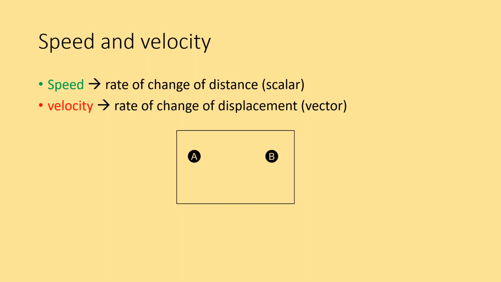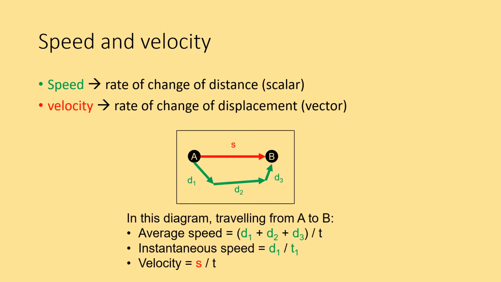And now let's look back at my example. I'm now back at my desk. I'm standing at point A and I'm going to travel to point B. I'm going to do it the same route. I'm going to travel D1, then D2, then D3. But the displacement, of course, is S. Now I'm going to define three different things now. The average speed is the speed for the whole journey. Okay? So that is distance 1 plus distance 2 plus distance 3 divided by the time taken to do the whole journey. You can think of the average speed.